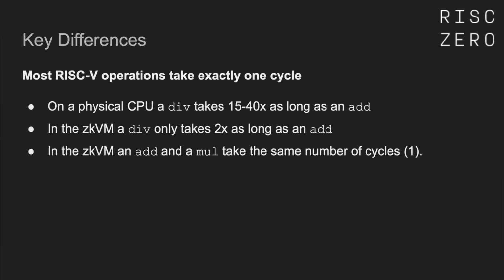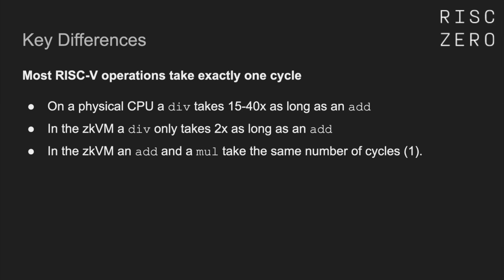All right. We're going to go through a list of these. The first thing we're going to start with is that most RISC-V operations in the zkVM take exactly one cycle. This is very unusual compared to most CPUs and ISA implementations. On a physical CPU, a divide operation takes about 15 to 40 times as long as an addition. So basically 15 to 40 cycles. On a zkVM, a divide only takes 2 times as long. It only takes 2 cycles.